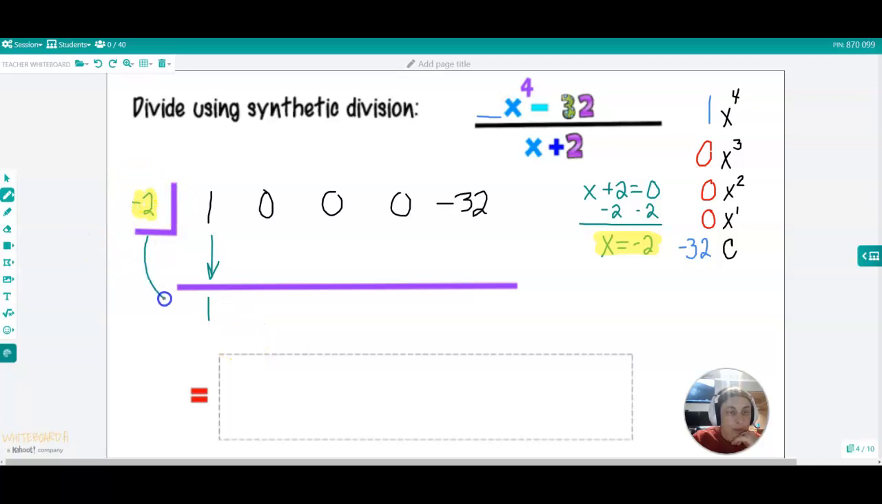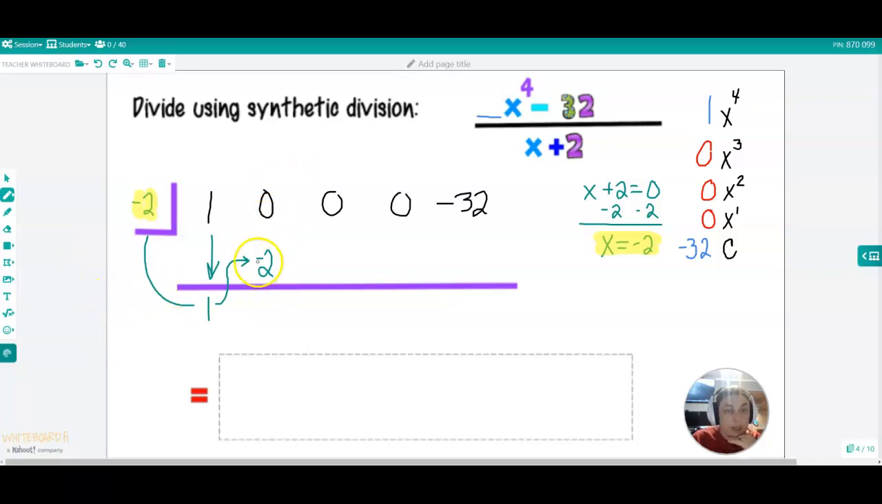Then I'm going to do this. I'm going to multiply -2 times 1. I'm going to put that answer right there. Again, we're not worried about x. We're not worried about x to the third. We're not worried about x squared. We're only worried about the coefficients in this. That's what makes this easier than long division. I know we haven't talked about long division, but we're getting there. That will be another option if you like that better than this synthetic division.